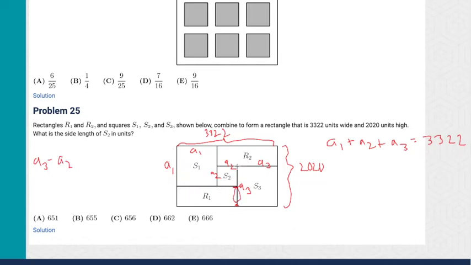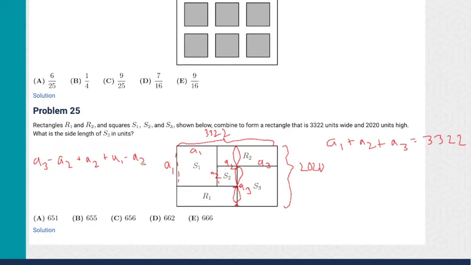Then we're going to add A2 plus A2. And then we're going to add this part. And this part is A1 minus A2, right? Because you've got this height and you're taking away this part from it. So this will be A1 minus A2. This is an expression for adding up all of these three parts, which will equal 2020.